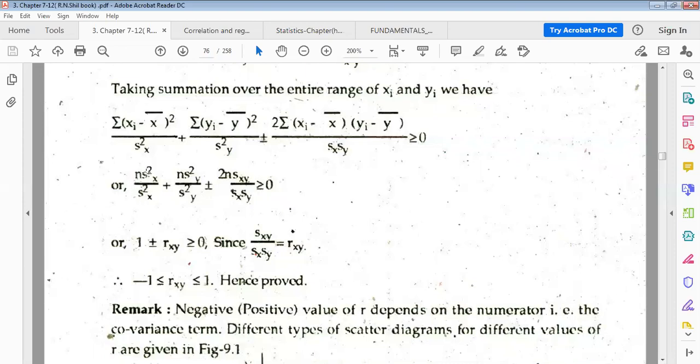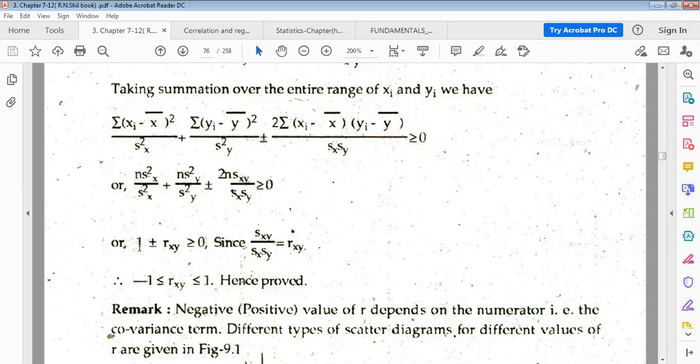Now dividing by n on both sides, and sx whole square will be cancelled. This is actually sxy divided by sx into sy. This is the formula of the correlation coefficient between x and y. Understand? We have used this: the covariance of xy divided by the standard deviation of x and the standard deviation of y gives the correlation coefficient between x and y.